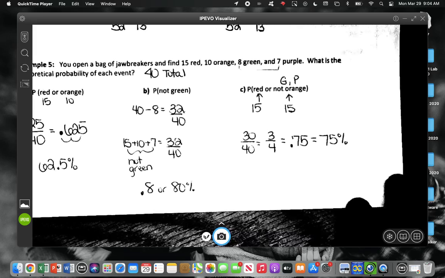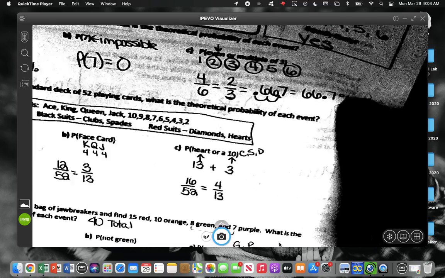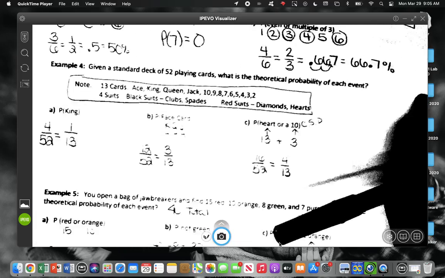All right, what do you guys think? Pretty easy. All right, do you guys think an in-class assignment tomorrow over this would be a reasonable thing to do? Yeah.